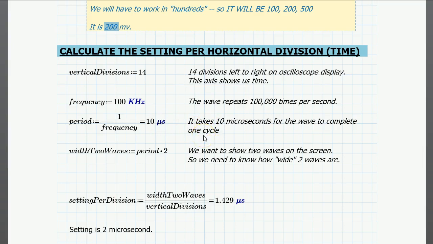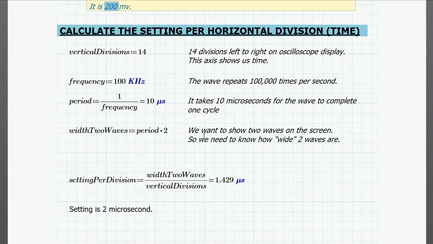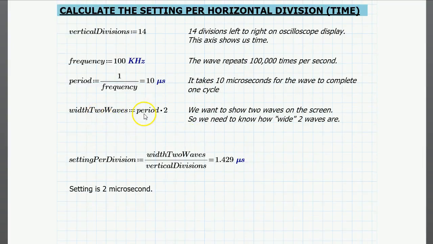Now, on the oscilloscope, we'd like to show 2 complete waves. So you'll notice here that I have multiplied the period, which we calculated up here, times 2 to get the width of 2 waves. And that's going to give me, obviously, 20 microseconds. Now, I need to know the setting per division, and I divide the width of the 2 waves by the number of divisions. Remember, we have 14 divisions. So I take the width of the 2 waves, divide it by 14, and I end up with this weird number.